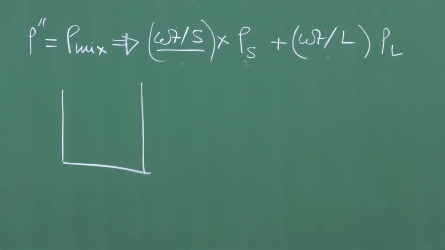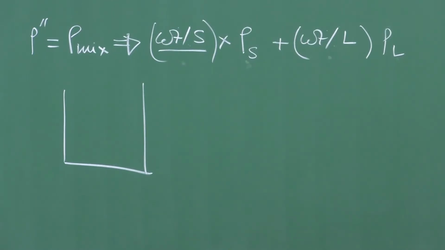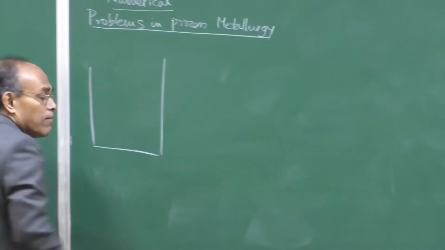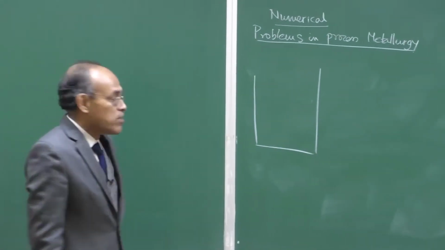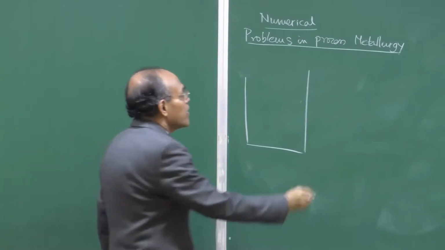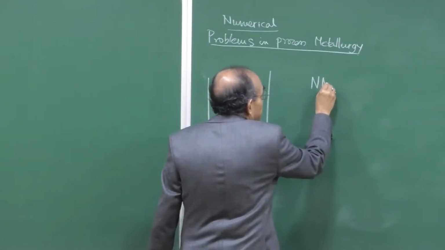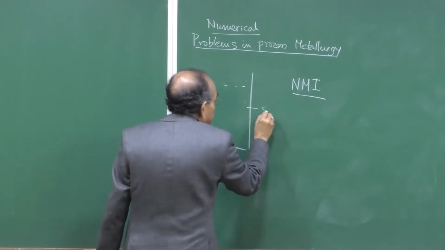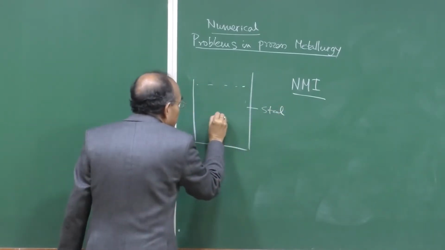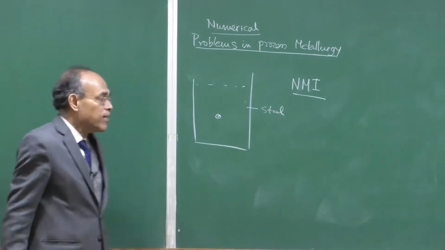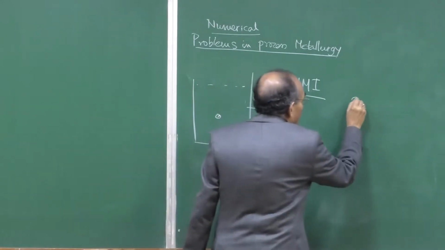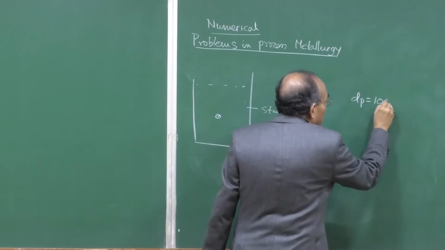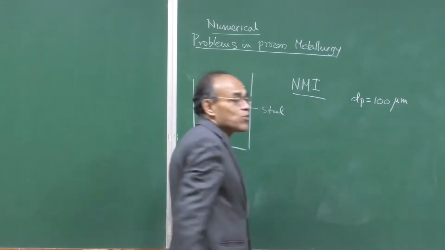Now, with this background, let us quickly formulate two problems in this area and then explain the solution. The first problem that I want to pose is: let us say a system is there, a vessel is there, the vessel contains non-metallic inclusions, and non-metallic inclusions are lighter than steel. So, this is steel and there is a non-metallic inclusion here, of very small size. Let us say the diameter of the non-metallic inclusion is 100 micrometer.